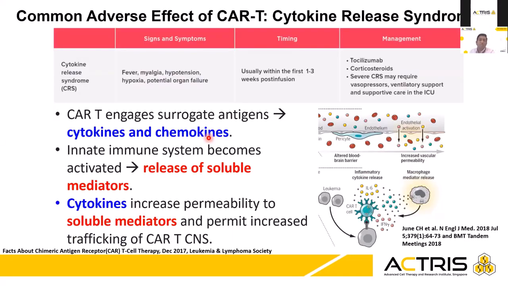One of the common adverse effects of CAR-T, from a researcher's perspective, trying to understand the basics of CAR-T as you develop these products, is definitely cytokine release syndrome. What is cytokine release syndrome? It is when a CAR-T engages surrogate antigens, and cytokines and chemokines are released, as you can see on this diagram. The innate immune system becomes activated and releases other soluble factors. These cytokines increase permeability to soluble mediators and permit increased trafficking of the CAR T cells into the CNS, where you get various neurotoxicities as well as other effects relating to cytokine release syndrome.